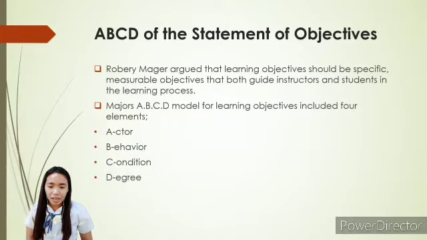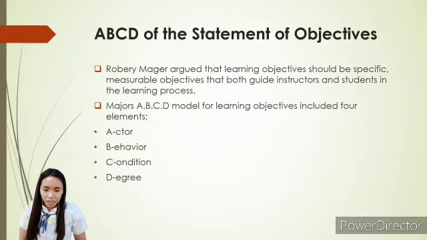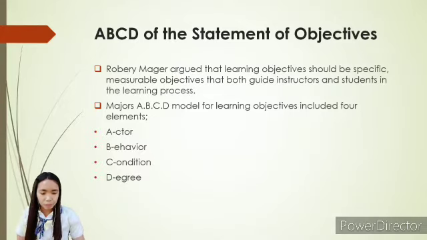Next, we have the ABCD of the statement of objectives. Robert Mager argued that learning objectives should be specific, measurable objectives that both guide instructors and students in the learning process. Mager's ABCD model for learning objectives includes 4 elements: A for actor, B for behavior, C for condition, and D for degree.